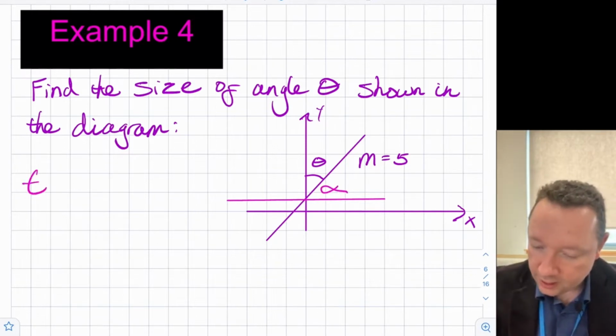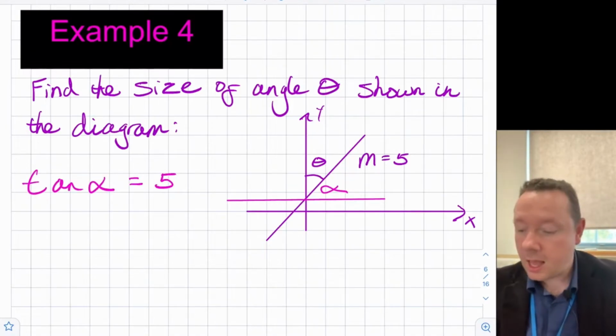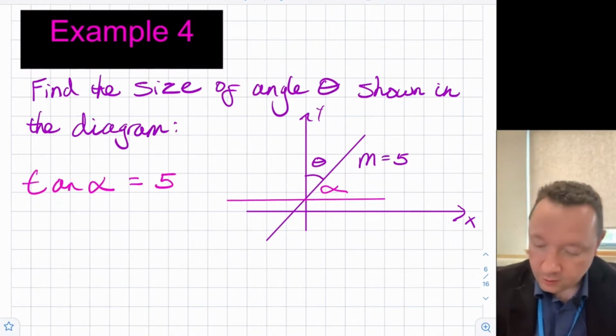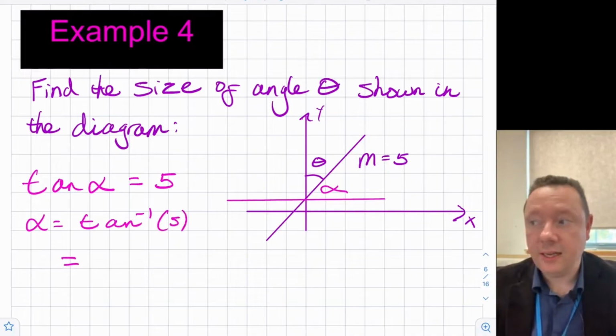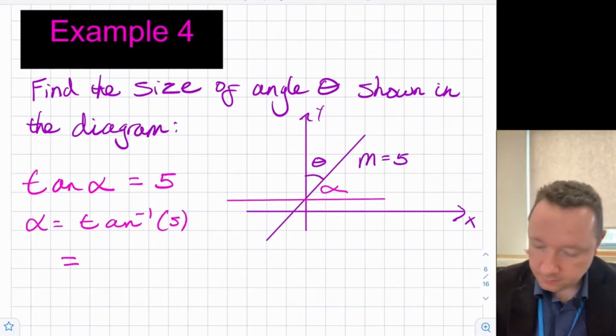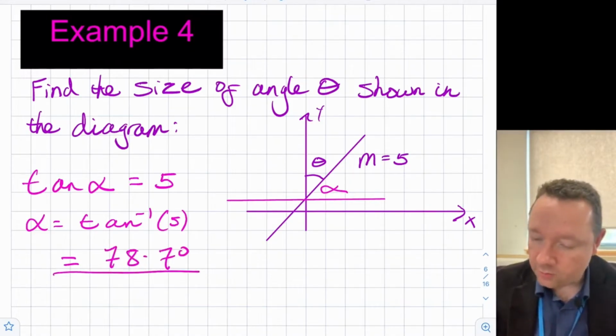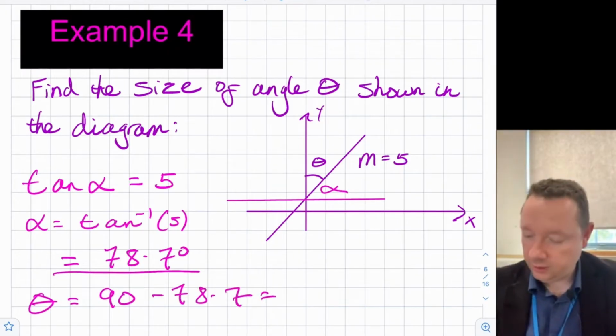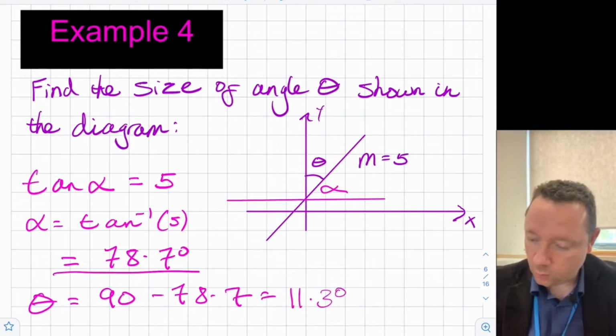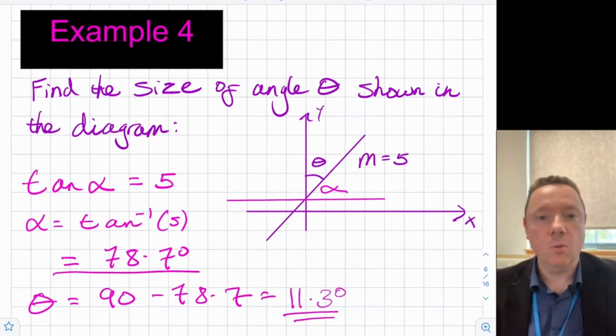And we would know that the tan of alpha in this case would be equal to the number 5. And then we can work out alpha, that is the inverse tan of 5. And that would equal 78.7 degrees. So since we know that that's 78.7, then theta must be 90 minus 78.7, which is 11.3 degrees. So just watch out for what angle they're giving you, what angle they're trying to make you work out.